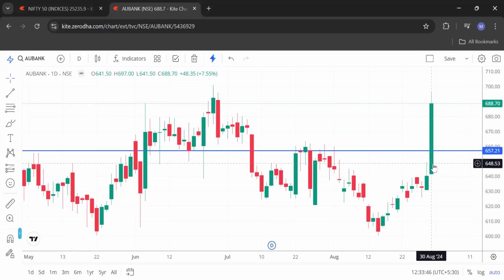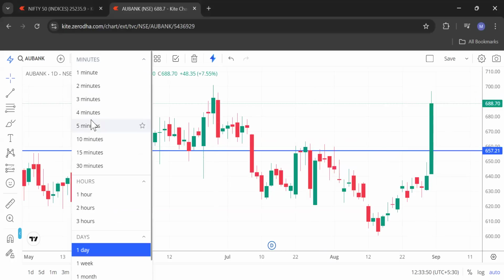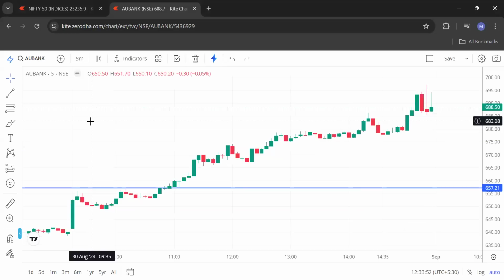Now, what should be the target? First question. Let me come back to the 5-minute chart. What should be the target? The target varies, but roughly you can keep 1 to 1.5% as the target. Now there is one more filtration, but if I go ahead and explain that again, this will be a never-ending video.